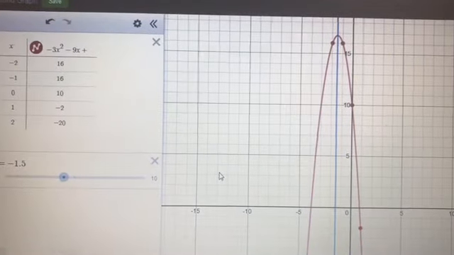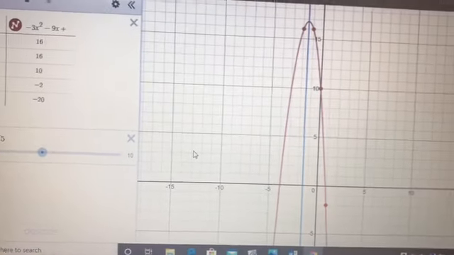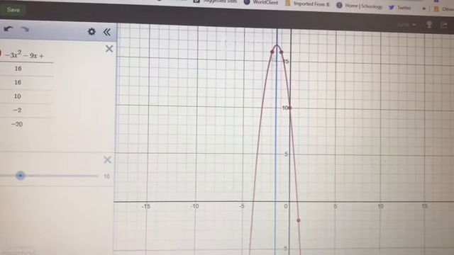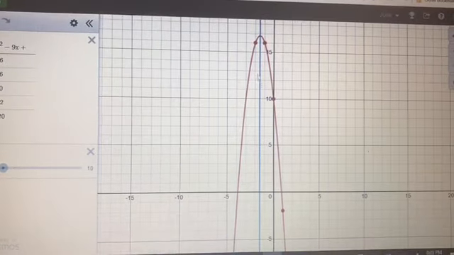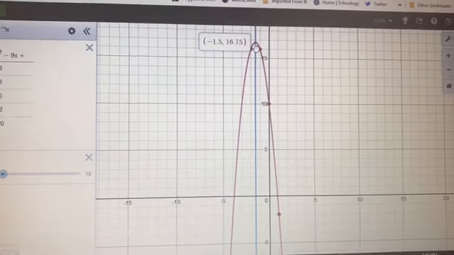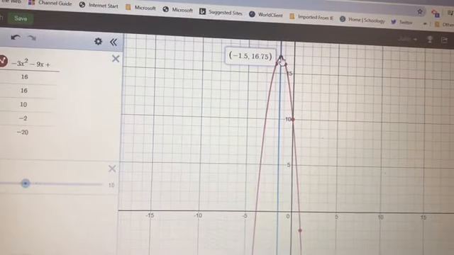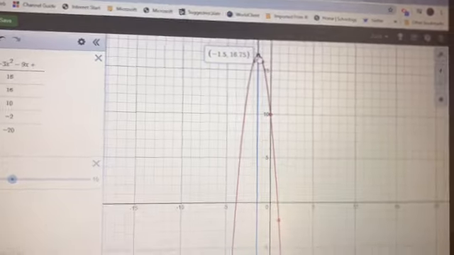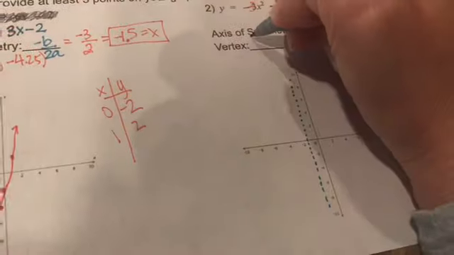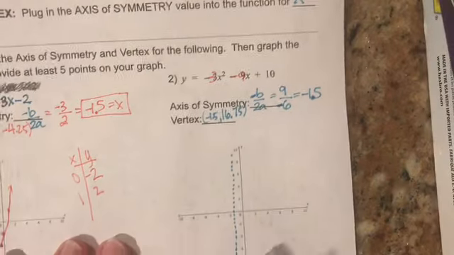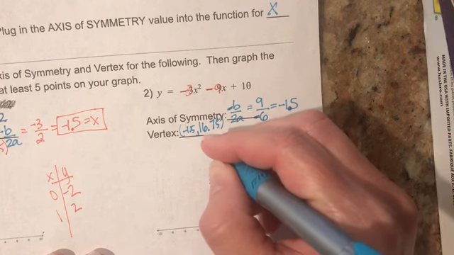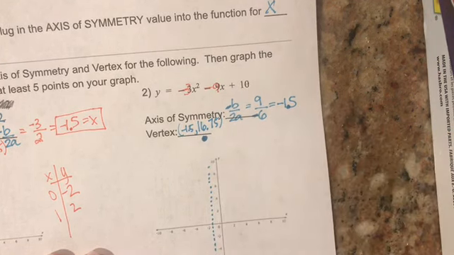All right, I went ahead and typed this into Desmos, and you can see that we have the same axis of symmetry as our last one, but this is a skinny graph, and it's upside down, it's negative. So if I click where my blue line, my axis of symmetry, meets my parabola, I can find the vertex, which is -1.5, comma, 16.75. So this is 10. I'd say 16.75 is about maybe right under that line, right about there.